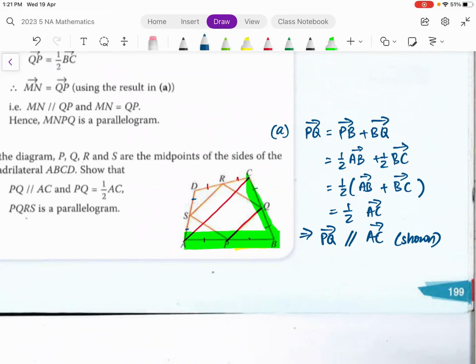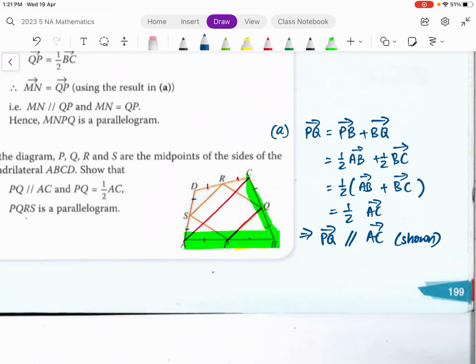Any strategy to show that something is a parallelogram? What makes a parallelogram a parallelogram? Two parallel sides? Yes. Okay. Is part A able to give us a clue? What do we do in part A? To show that PQ is parallel to what? PQ parallel to AC.